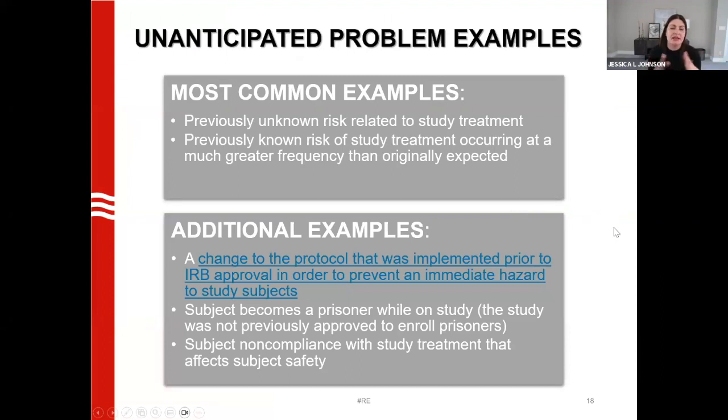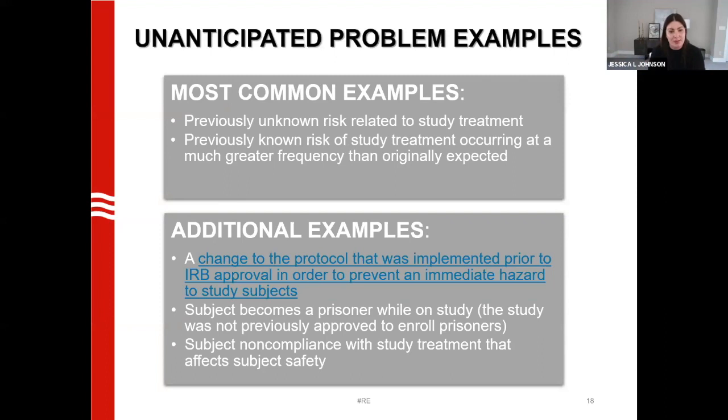So the most common examples we have for unanticipated problems is a new risk. So it's a drug or device study, or even just a study that doesn't involve any of that, but you're administering an exercise test in a specific subject population, and everyone is falling and having severe injuries from whatever exercise test, and that wasn't something that you expected to happen.